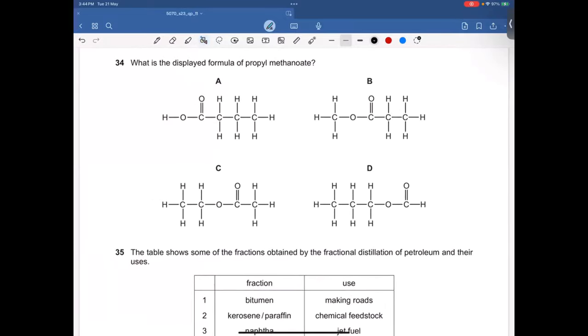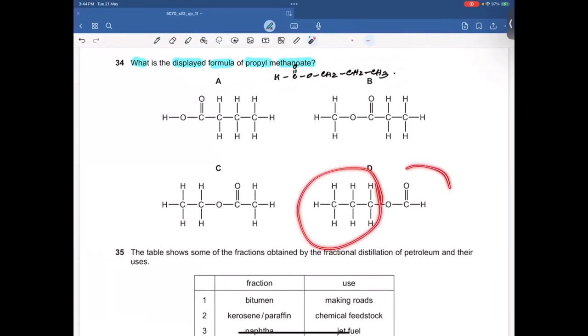Question 34. What is the structural formula of propyl methanoate? Methanoate is basically this one, and propyl is basically this one. Propyl comes from alcohol. So this is the structure of propyl methanoate. This is propyl, and this is methanoate. So D is going to be the right answer.